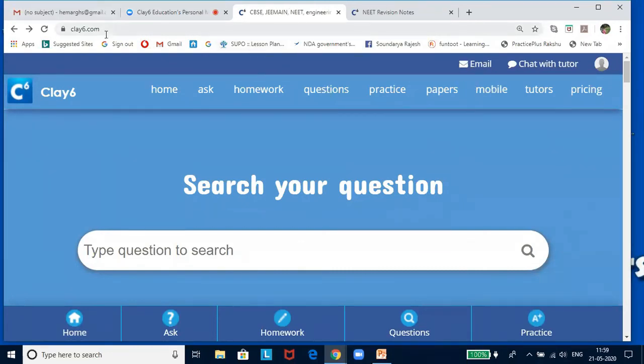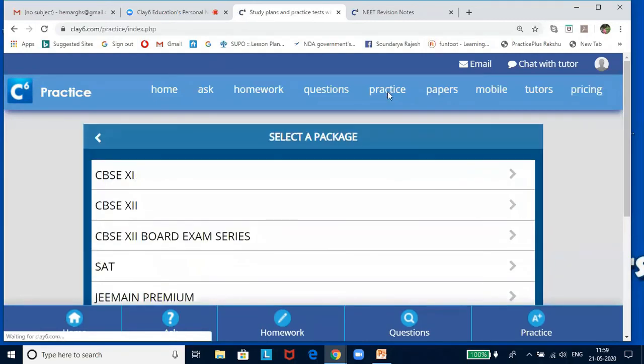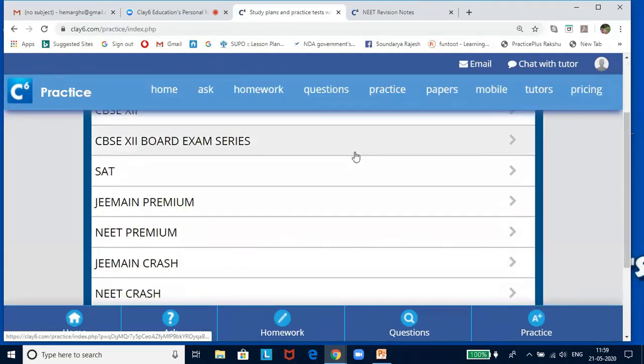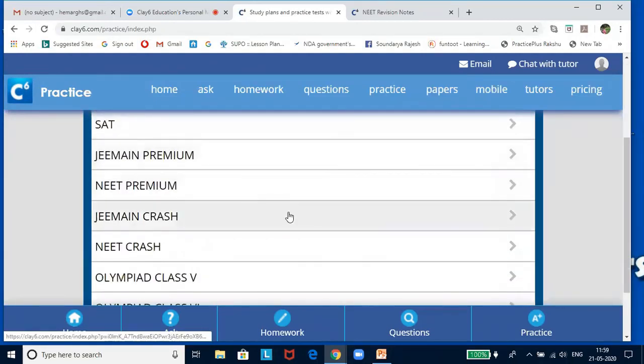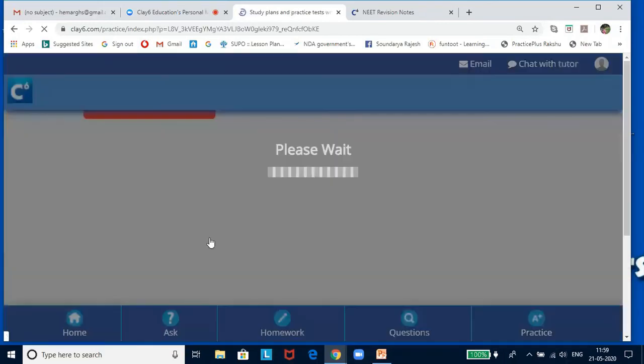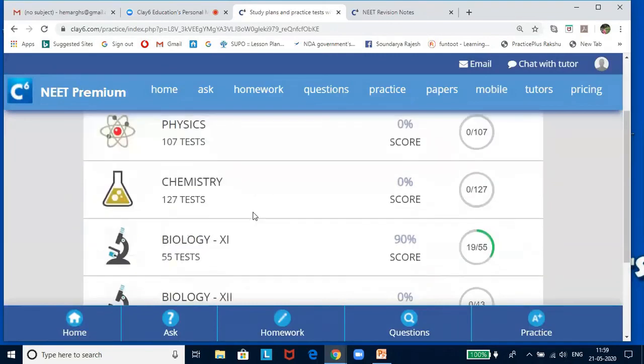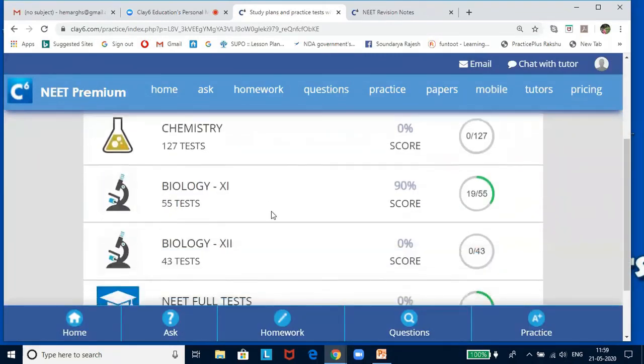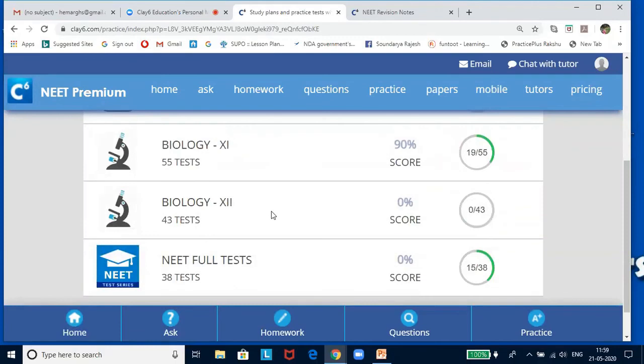Open the web page, that is clay6.com. Click on practice. Here you will find a lot of packages. Here we will pick the NEET Premium package today. NEET Premium has got 4 test series in physics, chemistry, biology, and full test.